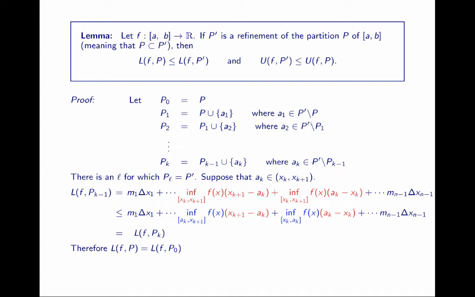So, if I begin with the original partition and add a single point, I must be bigger or the same. That's what I just proved. And if I add one point to that, I must be bigger or the same. And so forth and so on until I get to the nth or the final refinement. So, the lower sum of the original partition must be less than or equal to the lower sum of the refinement. And as I mentioned before, the upper sum case is similarly proven.